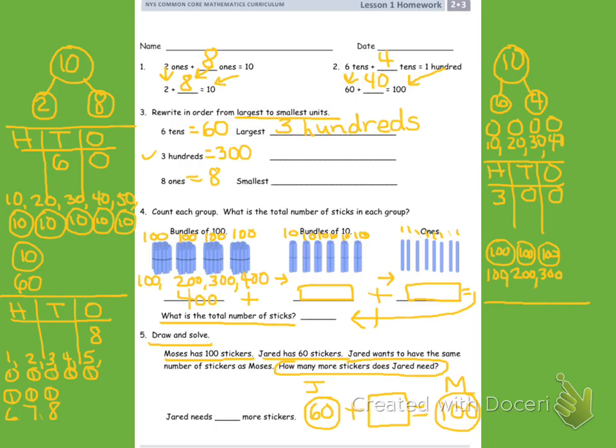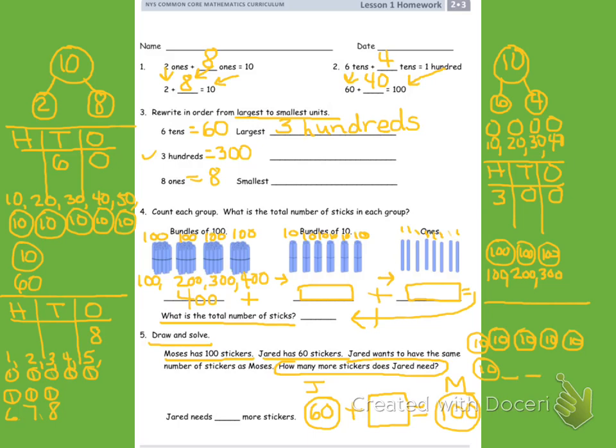One way I can do that is to draw a picture of 60. Well, we know that 60 is the same as 6 tens. So I could draw 6 tens. 10, 10, 10, 10, 10, 10. And we want to get up to 100, and 100 is the same as 10 tens. And as you can see, I kind of drew the tens in a 10 frame look. So there's 1, 2, 3, 4, 5, 6.